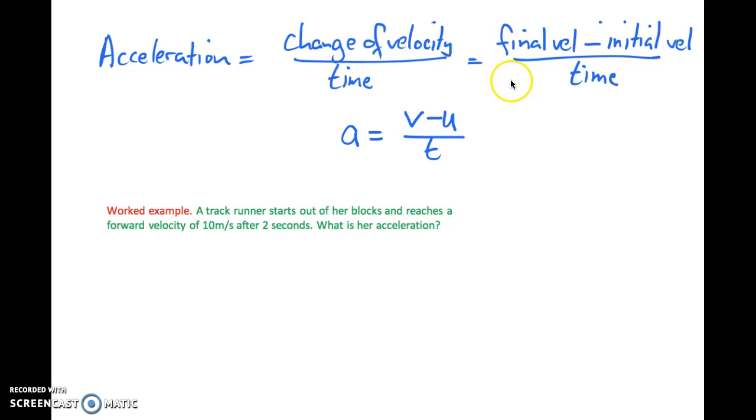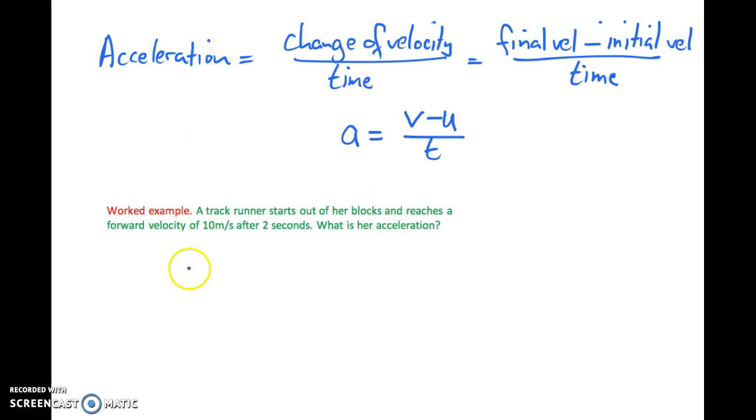Now, to calculate it, you need a final velocity, and then you subtract off the start velocity, the initial velocity, and divide it by the time that the change takes place over. If you put it in terms of symbols, and you have to be careful of your symbols, A stands for acceleration, V is final velocity, U is initial velocity, and T we use for time. Okay, so we're going to use this formula to solve the next problem.